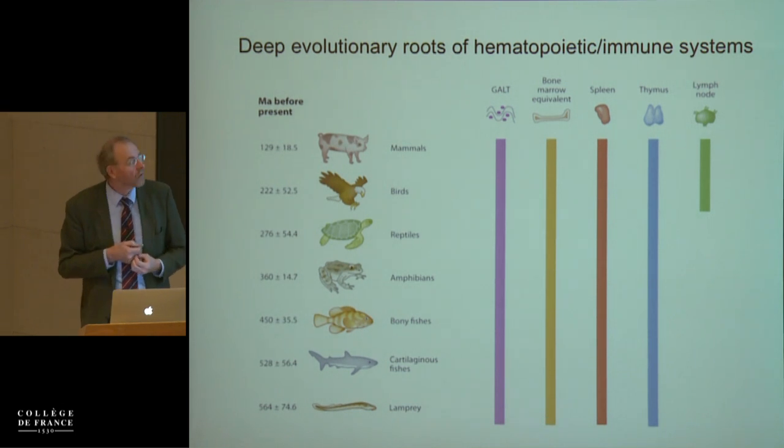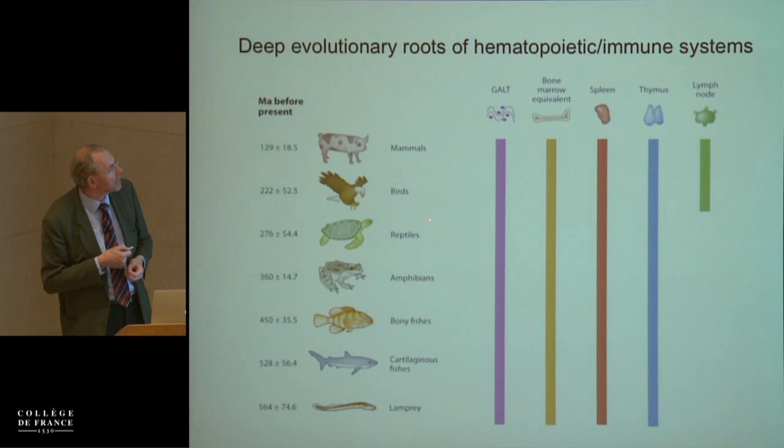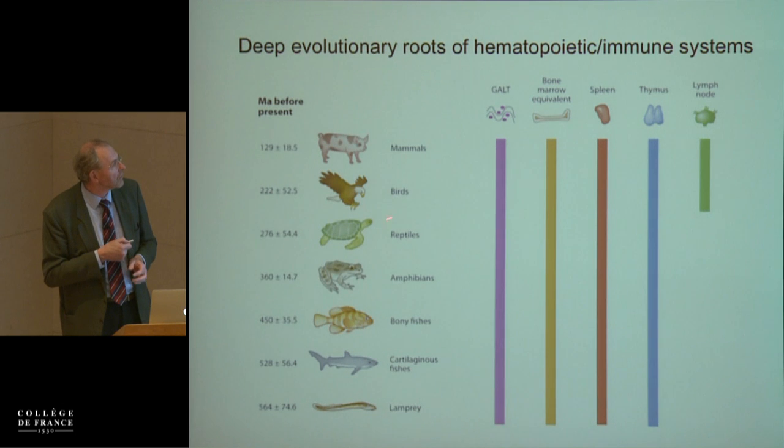The only major new innovation in morphological terms, and then, of course, with the associated functional changes, are lymph nodes. And lymph nodes arise at a time, maybe 250 million years ago, at the transition from reptiles and birds. And there is debate as to where exactly that might have happened, because different species in these groups have different types of proto-lymph nodes, you might call them.